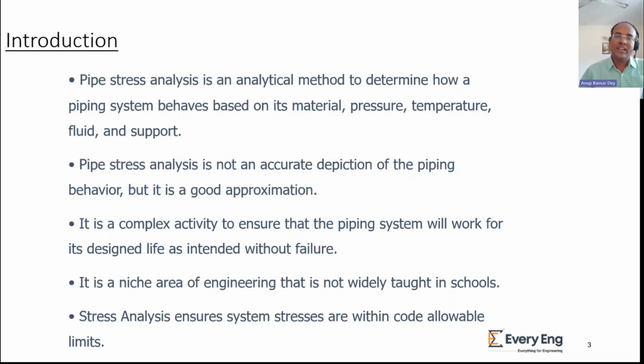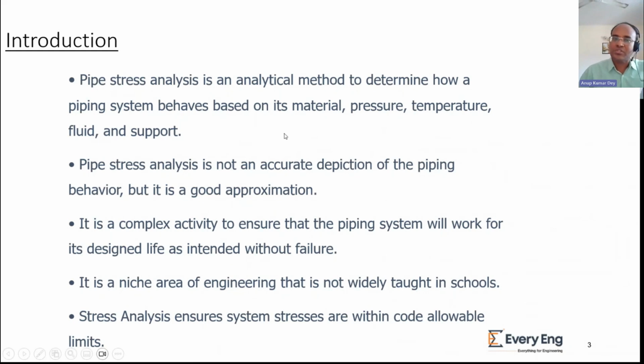After modeling, we have to find out how this system is behaving. What is the thermal growth? What are the displacements? What are the stresses generated? All those we have to study in piping stress analysis. And these terms, material, pressure, temperature, fluid and supports, will be our input into the software program. Whether we use Caesar II or AutoPipe or any other software, we have to give some input so that the software calculates the stresses and gives us the output.